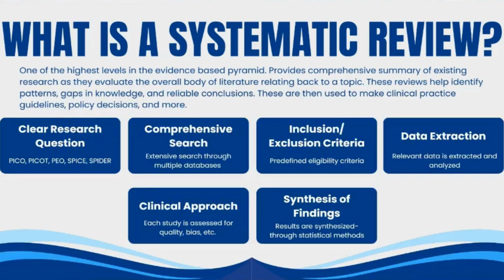Now, what is a systematic review? A systematic review is a structured, comprehensive synthesis of the best available evidence. It involves a clear research question, extensive searches across multiple databases, and strict inclusion and exclusion criteria. The goal is to evaluate and summarize the evidence in a way that minimizes bias and increases reproducibility. It's the gold standard for evidence-based practice because it considers all relevant studies on a topic.